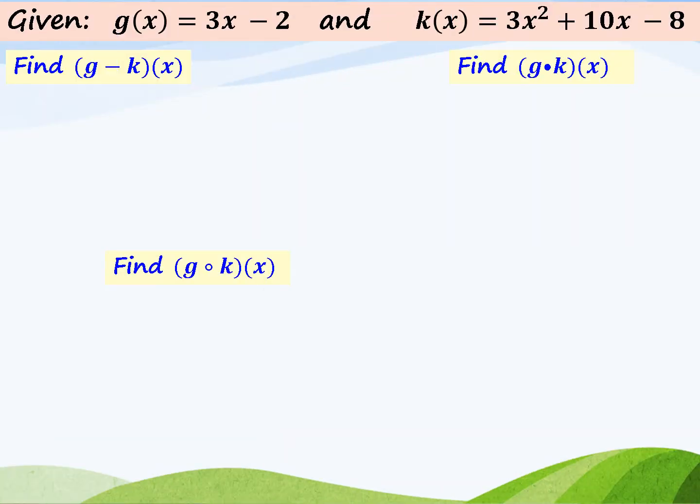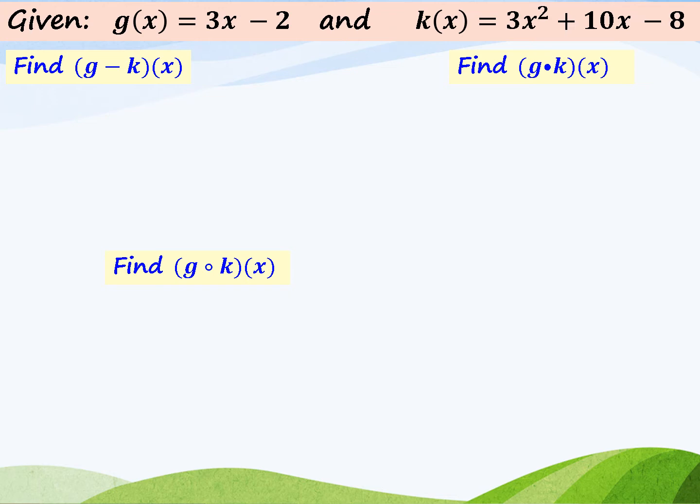All right, let's look at our first example. We are given g of x equals 3x minus 2 and k of x equals 3x squared plus 10x minus 8. What I want you to do now is pause the video and see if you can complete the 3 problems that are listed below. Then, when you get done, hit play and check your answers. So again, hit pause, see if you can do these 3 examples because you've done them before. Then hit play when you're ready to check your answers.